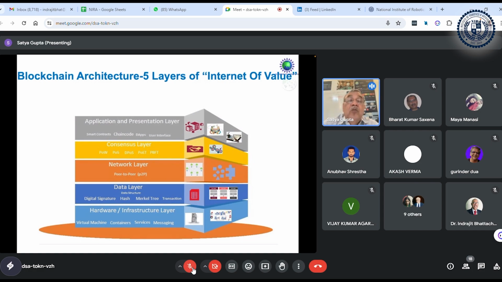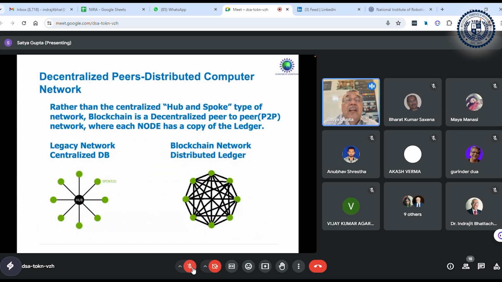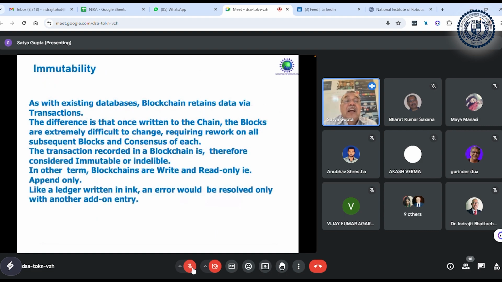So these two slides are very, very important, the 5 pillars as well as the 5 layers actually. And this is just a basic thing, that how the distributed or the decentralized peers work. And immutability, it is a very, very important part of blockchain. As with the existing database, blockchain retains data via transactions, because all data is basically transaction. The ledger is a type of transaction.